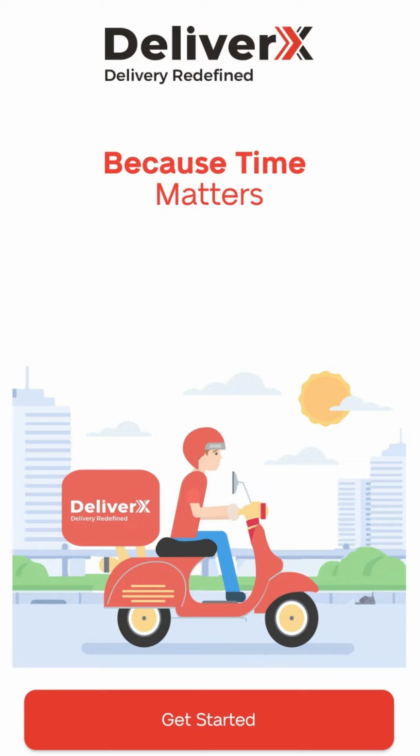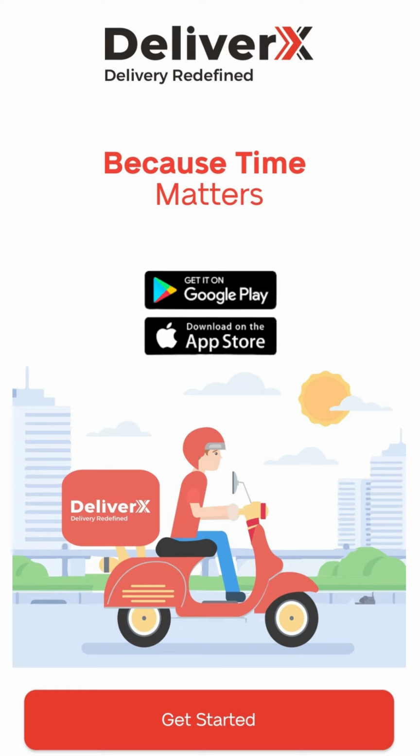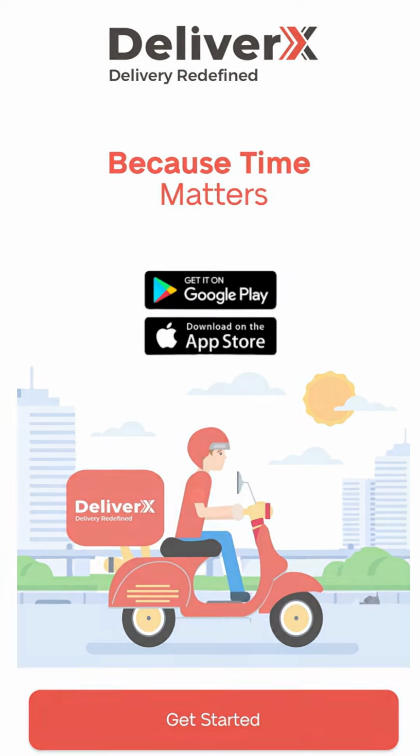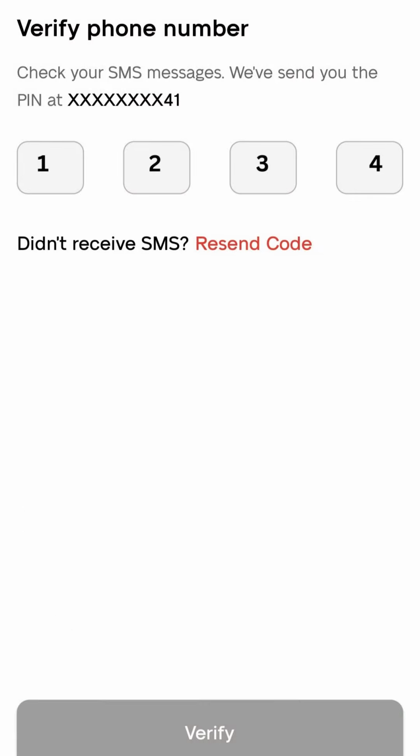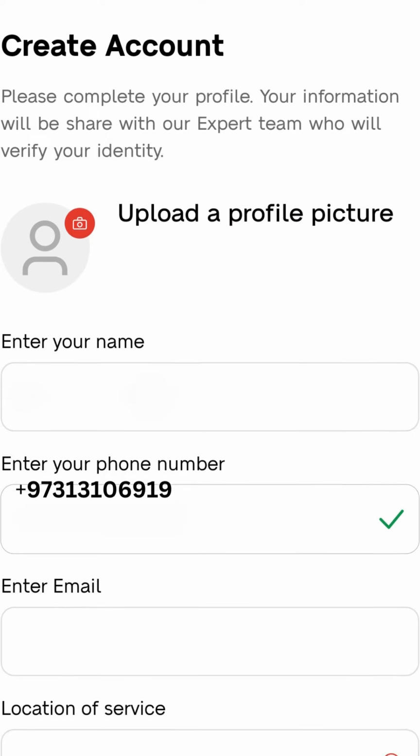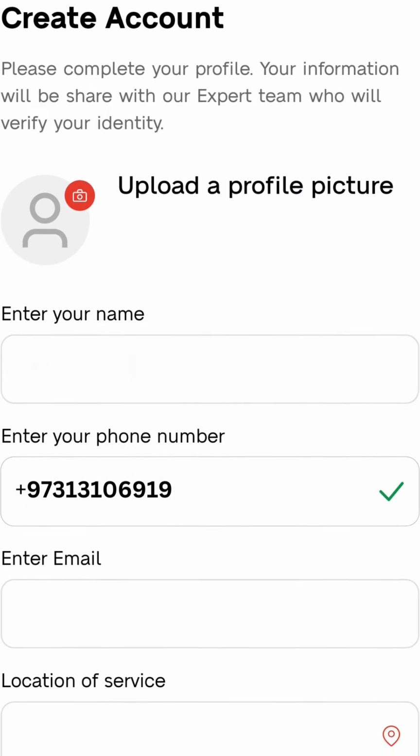To get started with the driver delivery app, you need to download it from your App Store or Play Store and open it on your mobile device. When you open the app for the first time, you will be prompted to enter your mobile phone number. The app will send an OTP, one-time password, to your phone number via SMS. Once your phone number is verified, you will be taken to the registration page.